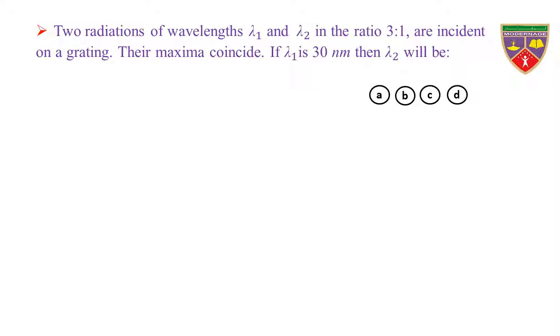Two radiations of wavelength lambda 1 and lambda 2 in the ratio 3 to 1 are incident on a grating. Their maxima coincide. If lambda 1 is 30 nanometer, then lambda 2 will be: option A 10 nanometer, option B 20 nanometer, option C 30 nanometer, option D 40 nanometer. The key is 10 nanometer. Therefore, the correct option is A.